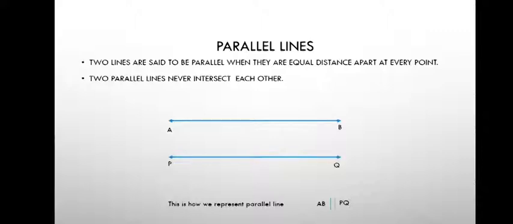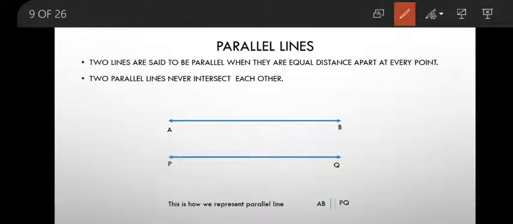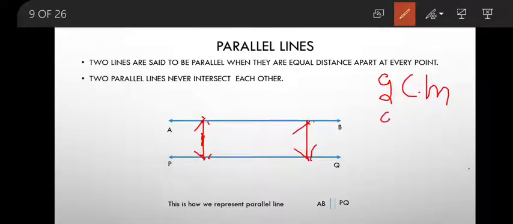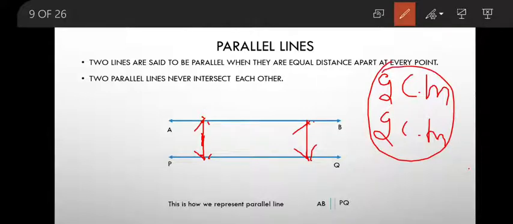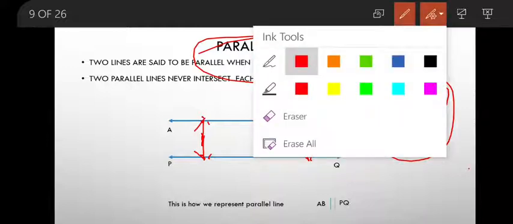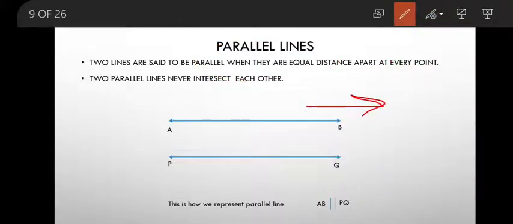Let us consider these 2 points. Measure the distance in between these two lines and write it down. Let us consider this is 2 centimeters, and measure the distance between these 2 points. This will also be 2 centimeters. What does it mean? It is equidistant apart at every point, so we call these parallel lines. They will never intersect each other. If I extend line AB in this direction and PQ in this direction, they will never cross each other.